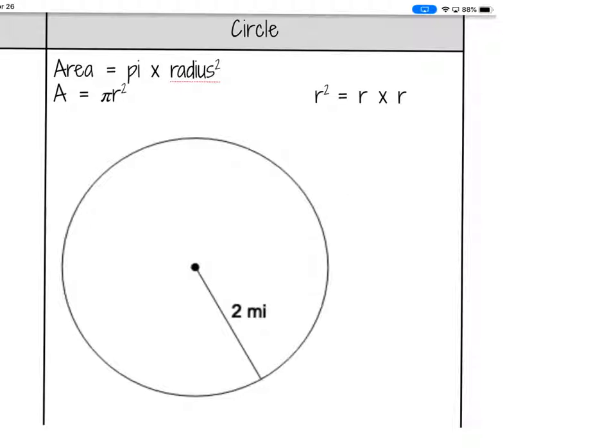All right, last but not least, we have the area of a circle. So remember that area of a circle is pi times the radius squared. That little 2 means squared. And the radius squared, right here, is really the radius times itself. So radius times radius. And here it is as an equation. If you want, you can write up here that the approximation for pi is 3.14.